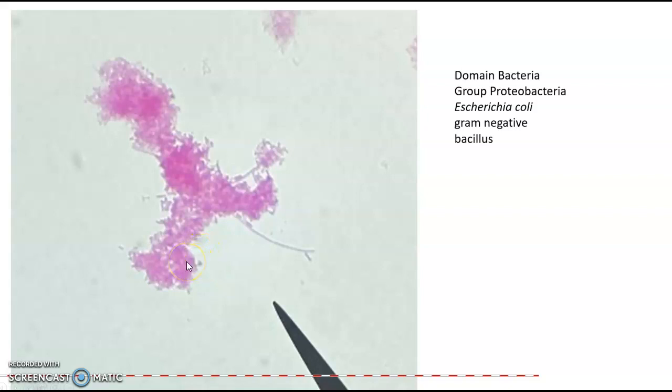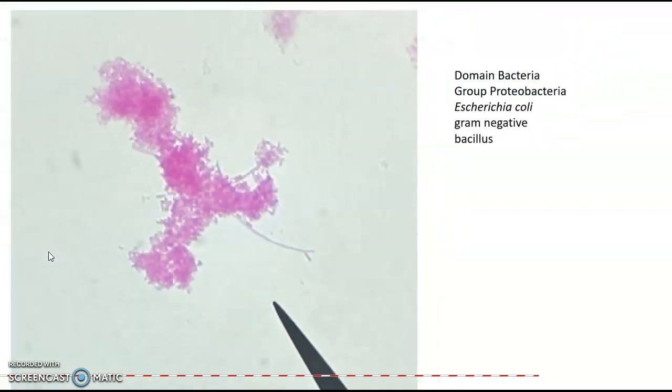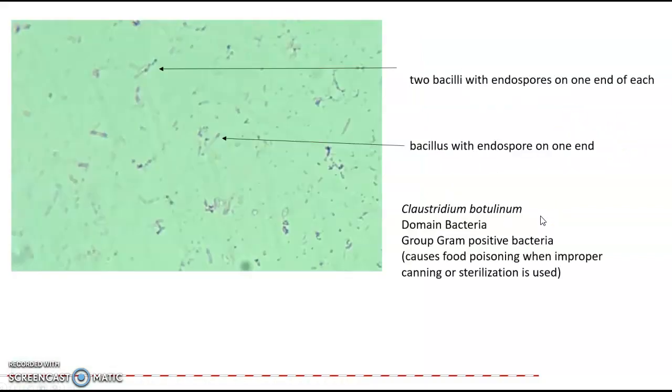If you look on the outside edges here, maybe I can even blow this up some. Yeah, you can see that some of these on the outside edges that are off by themselves are rod-shaped. So these are gram-negative bacillus bacteria. So make sure you know that. The only thing you don't need to know from over here on the right is the group. I won't ask you about that.